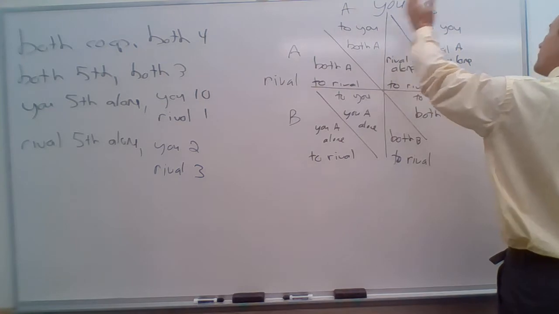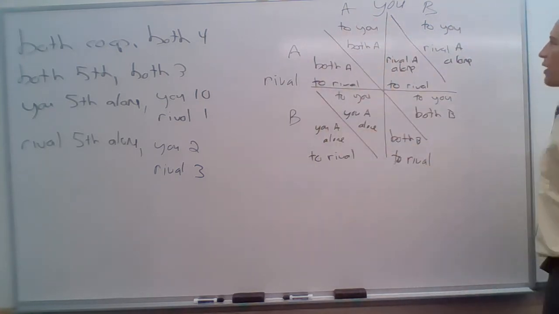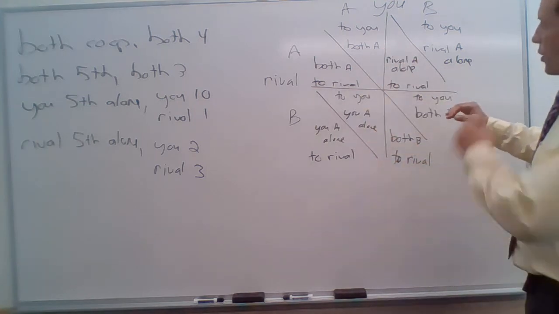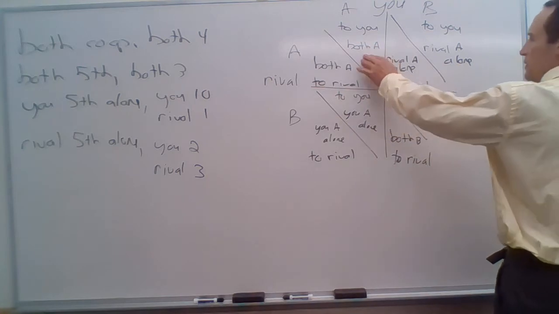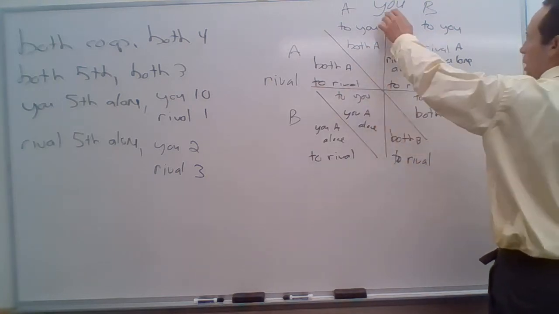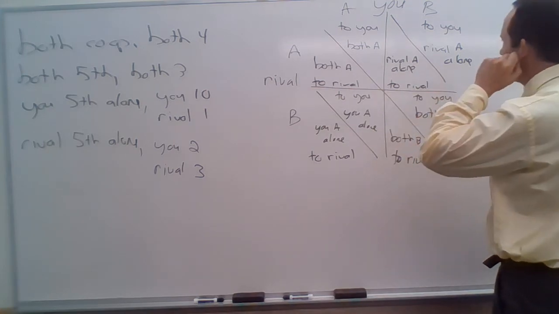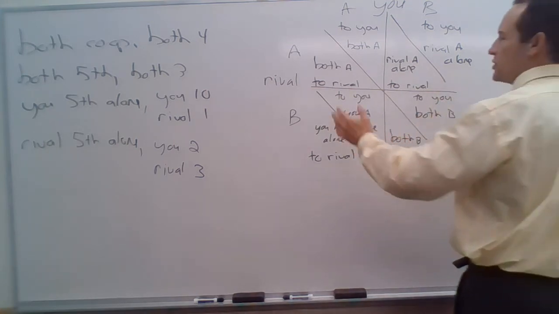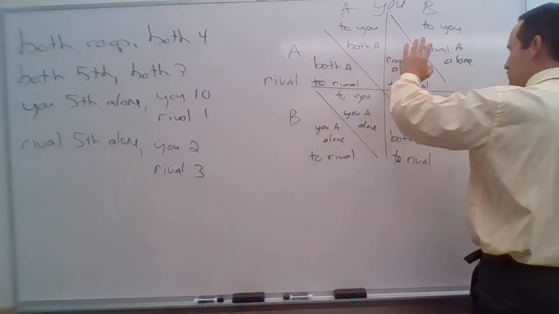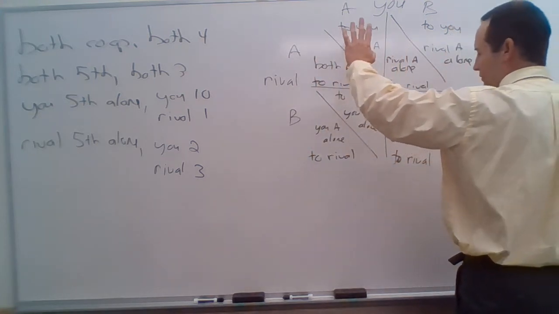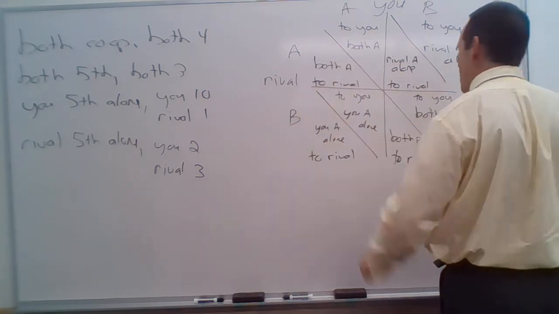Since you're on top and a bit to the right, each of these four cells, if you look at this as a window graph, each of these four quadrants, your payoff is always on top and a bit to the right. So these are all your payoffs. Conversely, since your rival is to the left and a little lower, all the payoffs in each cell that are to the left and a little lower are the payoff to the rival.